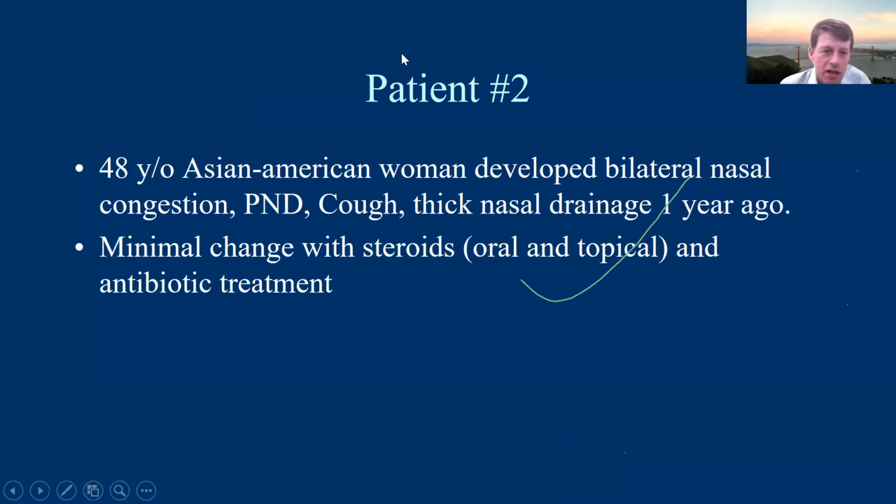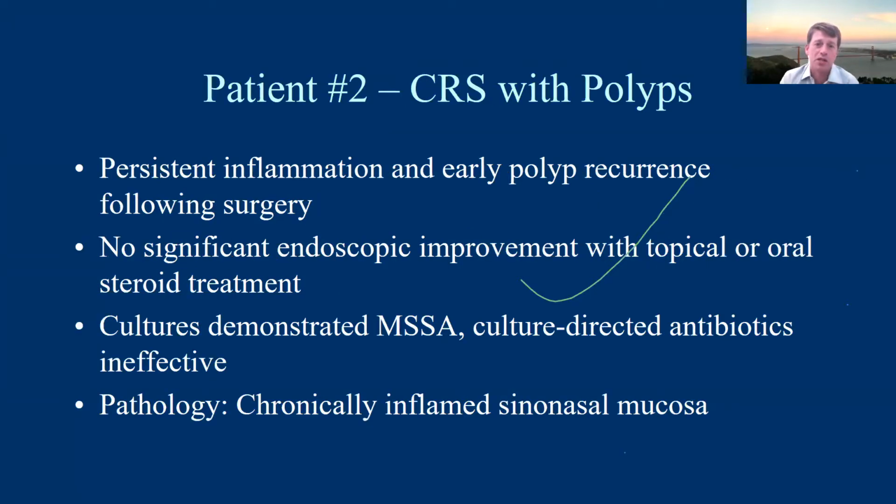Here's a second patient. This is a 48-year-old woman who had had prior surgery. She developed bilateral nasal congestion, postnasal drainage, et cetera, about a year ago. She was treated with oral steroids as well as topical steroids, but had minimal improvement with this, as well as with antibiotic treatment. She had persistent inflammation and early polyp recurrence following surgery, and we tried to treat her again after surgery with topical and oral steroid treatment without significant improvement. She cultured staph, and culture-directed antibiotics were ineffective. Her pathology from her surgery demonstrated chronically inflamed sinonasal mucosa.